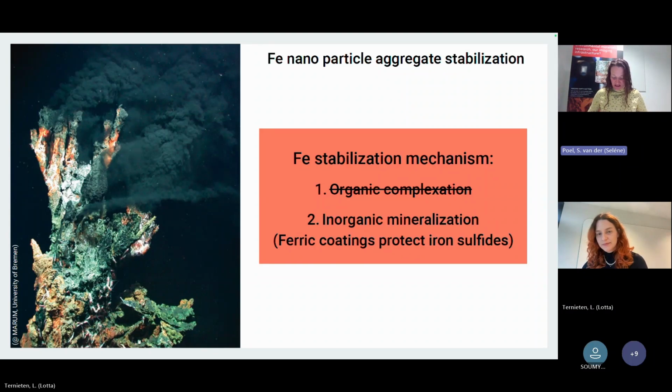So I don't see any raised hands at the moment, but I have a question. Can this approach be used to study iron from other sources, such as dust or rivers, or any kind of other source?